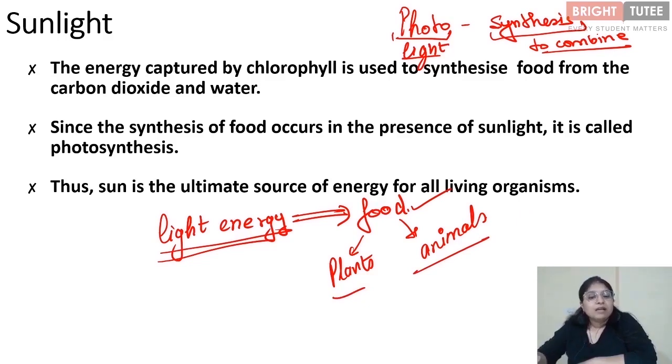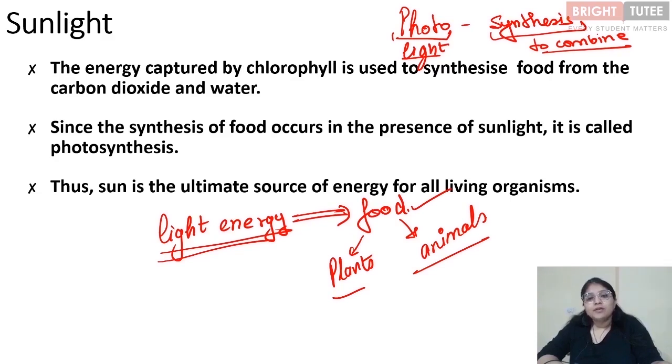That is the reason why green plants are so essential, because photosynthesis is the only process which can help to convert the light energy into the food, right? There is no such process. It's a very, very unique process and it can only be done with the help of the green plants, right?